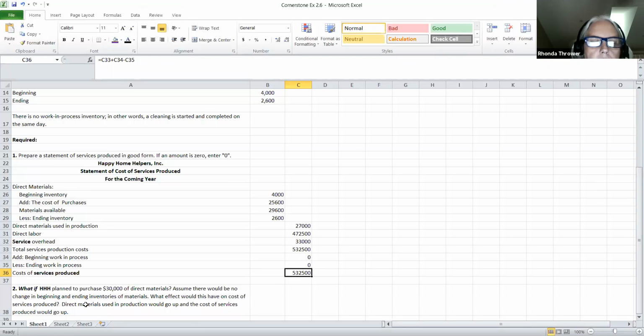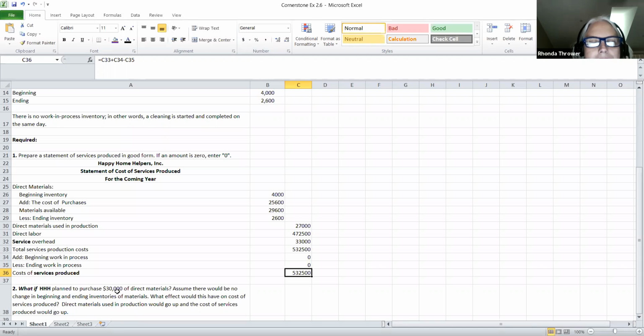As always, they give you a little what if analysis to test you to see if you know or understand the concepts that are going on. In this part 2, the what if analysis, it says, what if HHH company planned to purchase $30,000 of direct materials? Assume there would be no change in beginning or ending inventories of materials. What effect would this have on the cost of services produced? And the answer to that is the direct materials used in production would go up.